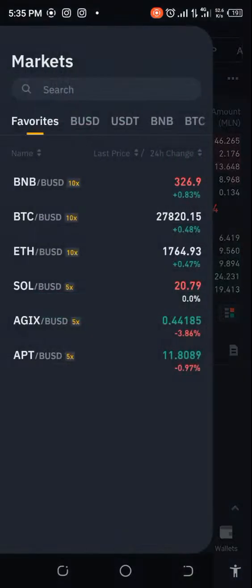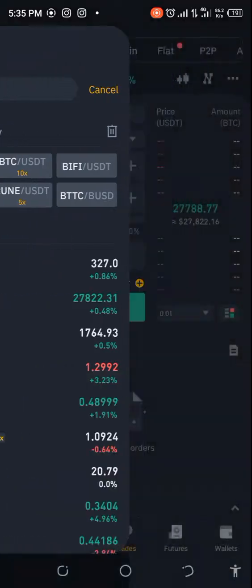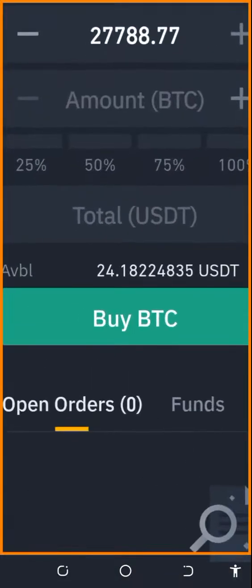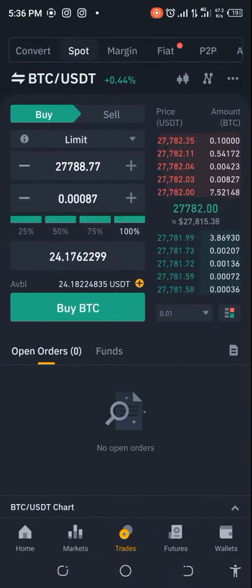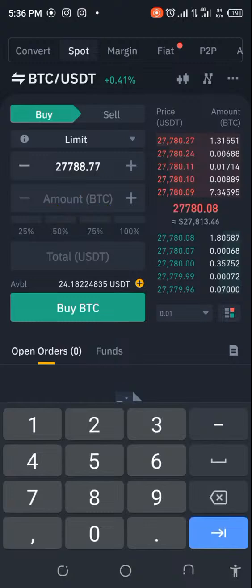I'm going to first go to buy BTC, because this is MLN BTC. That's where the opportunity is. So the first thing I need to buy is BTC. Like I told you, I'm using $24.18, so I'm just going to pick that up. That's giving me 0.0087. So we're going to do everything bare bones, and then afterwards we will remove all the charges and see whether it's going to make sense.